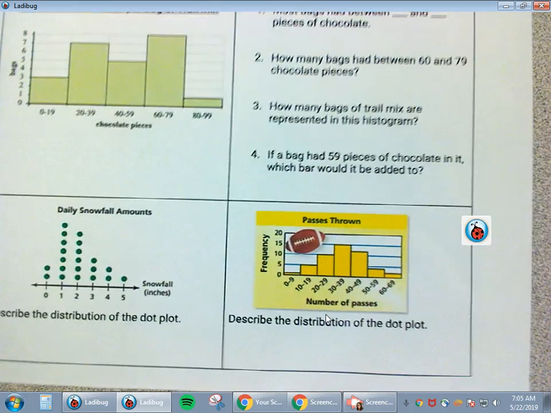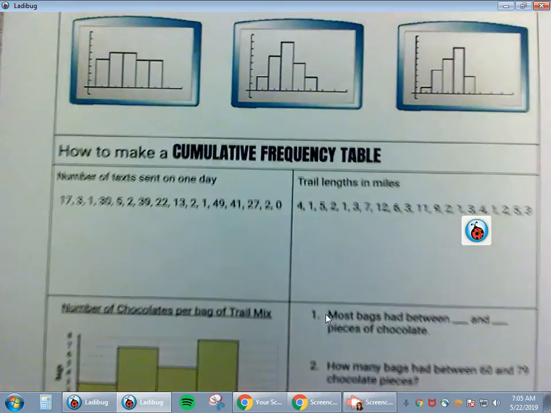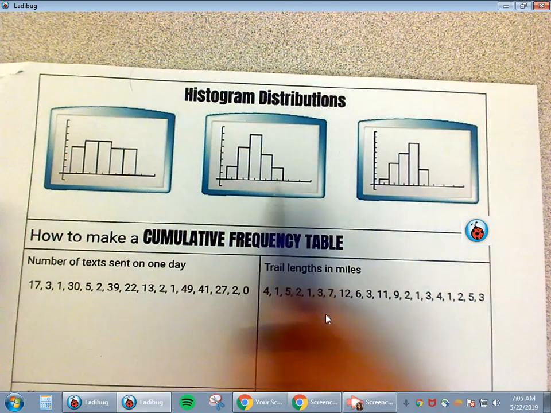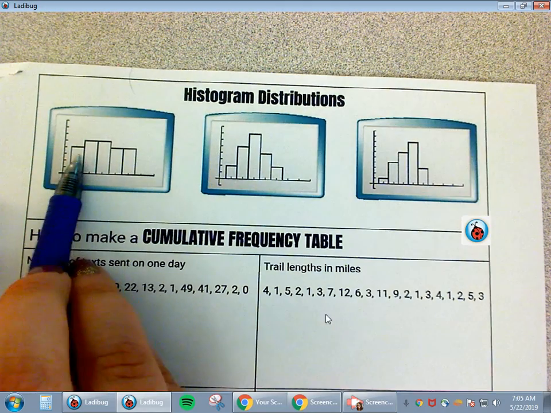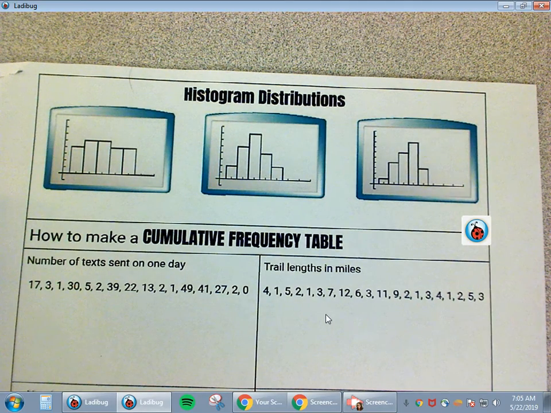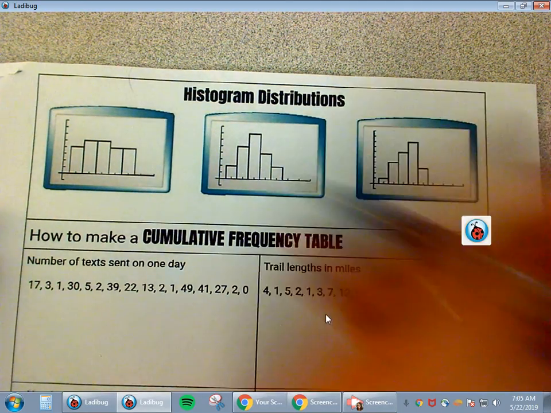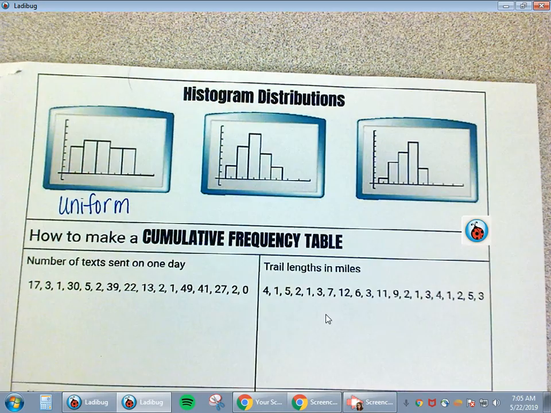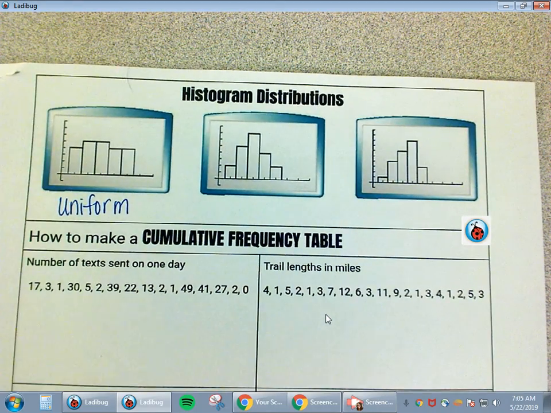Let's look at the back of this sheet. So the last thing I want to talk about with histograms is their distributions. So these are three different examples of distributions. Notice this one, most of them are about the same height. They're not exactly the same height, but in general, they're the same height. We call that uniform. So uniforms are all the same. If you had to wear school uniforms, everybody's the same. And notice this one, it's pretty close to being everybody the same.